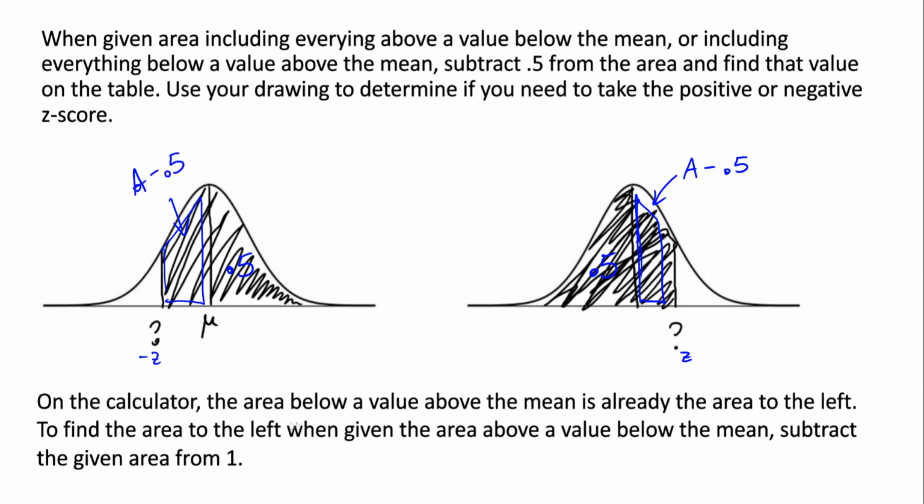Now on the calculator, the area below a value above the mean is already the area to the left. So something like this, you already have the area to the left, you would just put that area in the calculator. And then to find the area to the left when given the area above a value below the mean, you would subtract the given area from 1. So if you needed to find this unshaded area over here in order to solve this type on the calculator, this is just going to be 1 minus a.